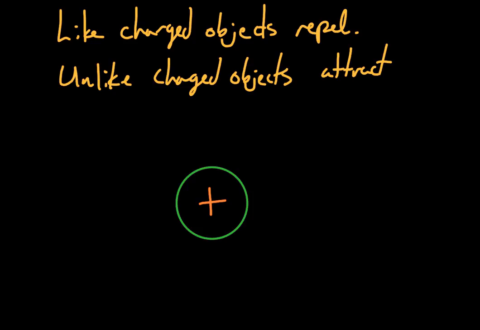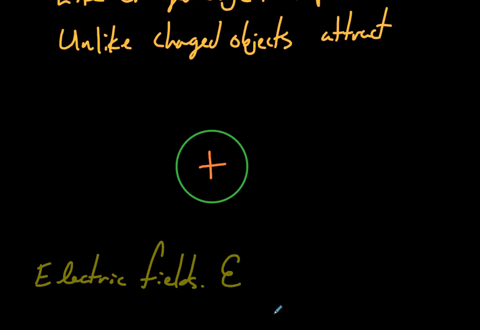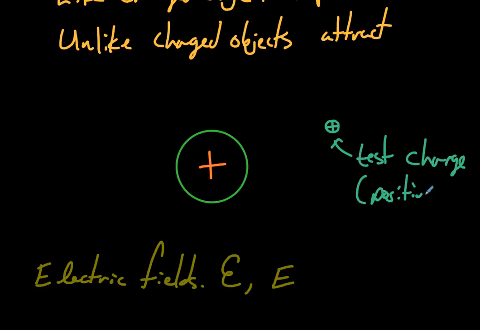Now, we're going to talk about the concept of electric fields. Sometimes electric fields are drawn with this curly E, okay? Sometimes they're drawn just as E. Really depends, okay? Now we are going to take what is called a test charge. A test charge, and test charges are always positive. And we're going to move it around this central positively charged object, okay?